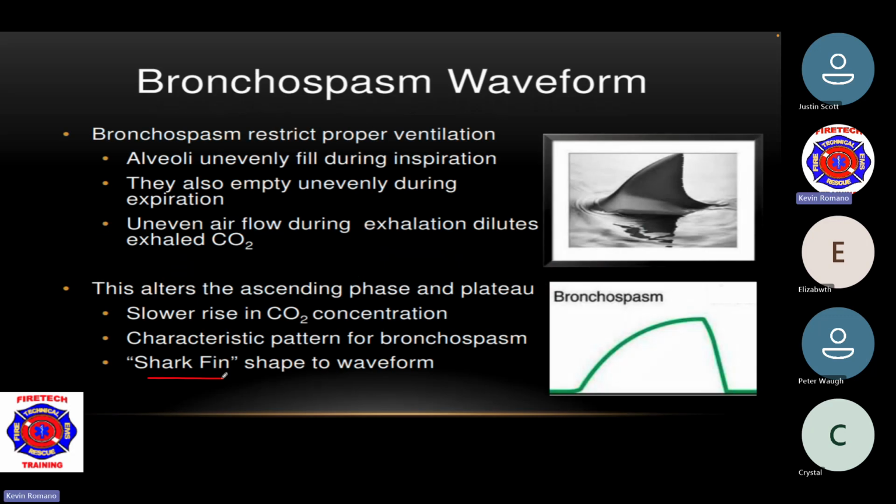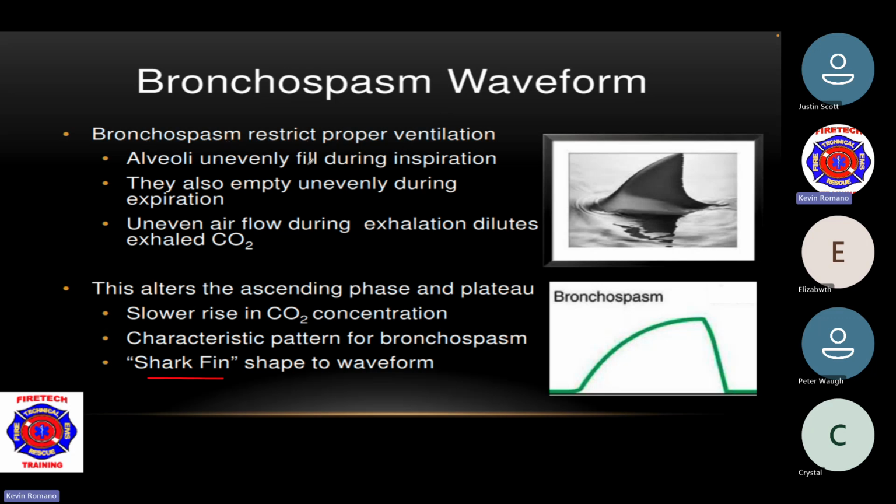Okay. So in documentation, when you're documenting this kind of waveform in your narratives and things like that, don't put down shark fin. That's not the true terminology for it. The true terminology is bronchospasm or bronchoconstrictive waveform, right? So this is restrictive, improper ventilation.